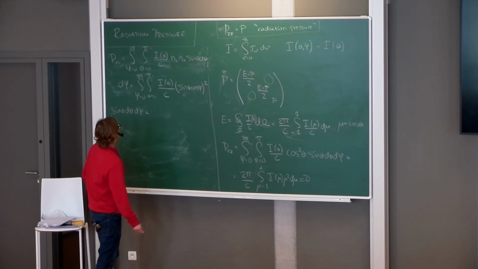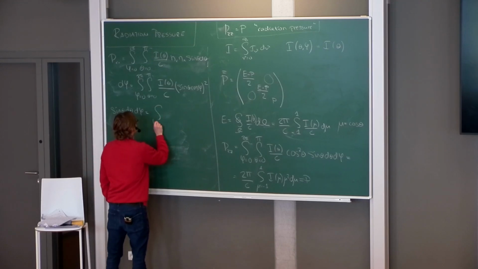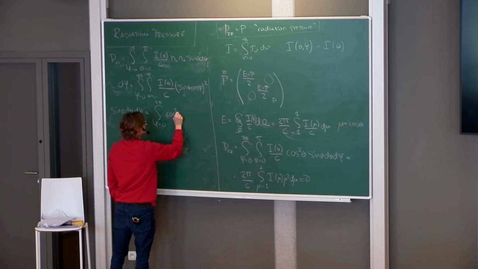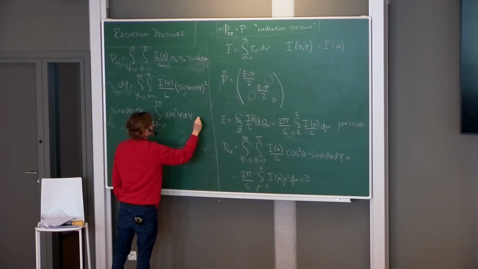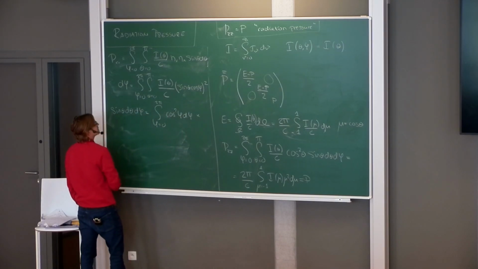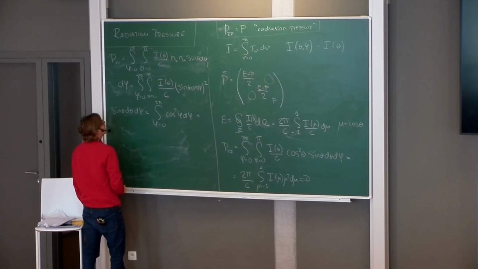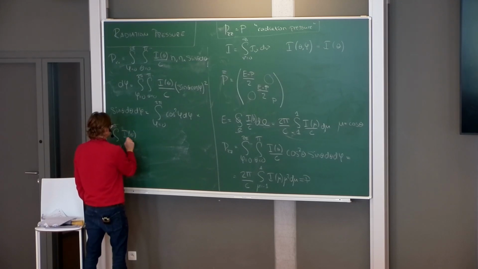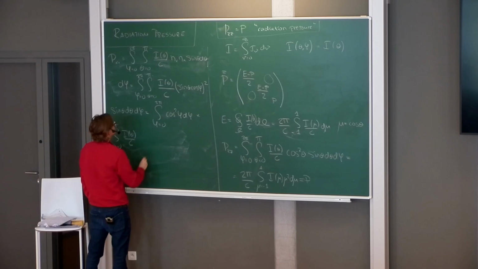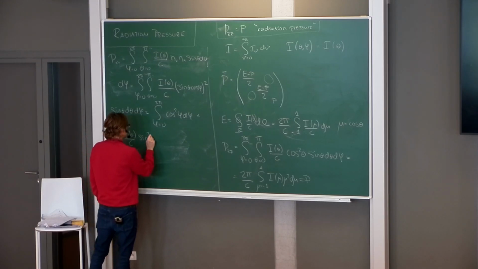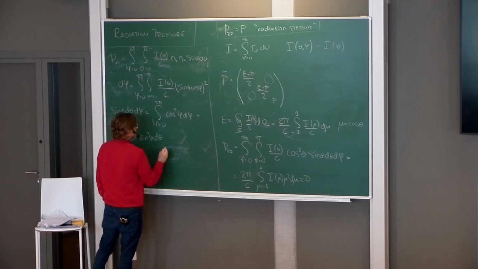Now here we can, so we're going to have phi 0 to 2 pi, and then we have cosine squared phi d phi, and then we have another integral here, which is a sine cubed. So that is then theta 0 to pi I of theta. I put the c down there. We have the sine cubed d theta.